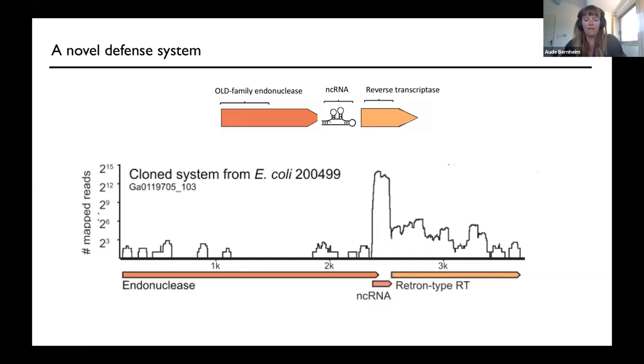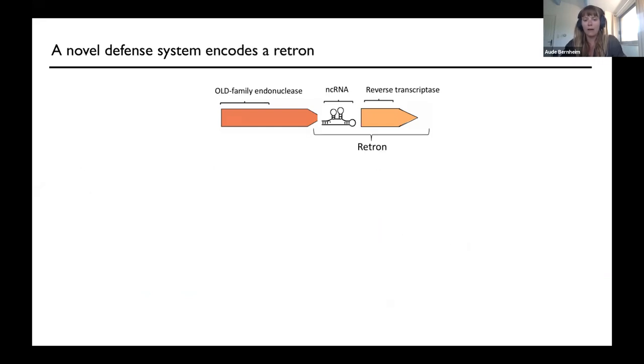We can detect a lot of reads, which are the sign of the presence of the non-coding RNA. And following a few bioinformatics analyses on the structures of these non-coding RNAs, we were able to conclude that within these defense systems, we had a retron, which is a reverse transcriptase and the non-coding RNA. So we had this novel defense system that encodes a retron. And through experiments I'm not showing, we were able to show that the retron properties are necessary for defense, but you also need the additional gene, the endonuclease, to have defense. The retron is not sufficient.